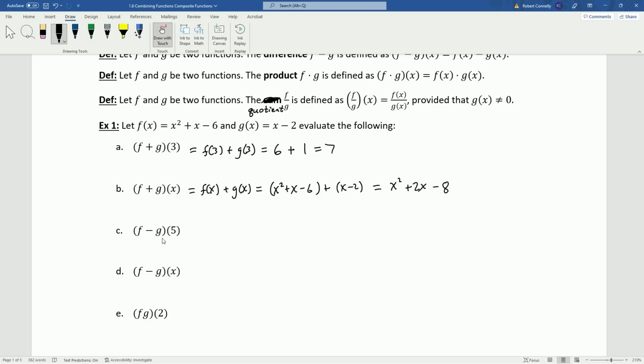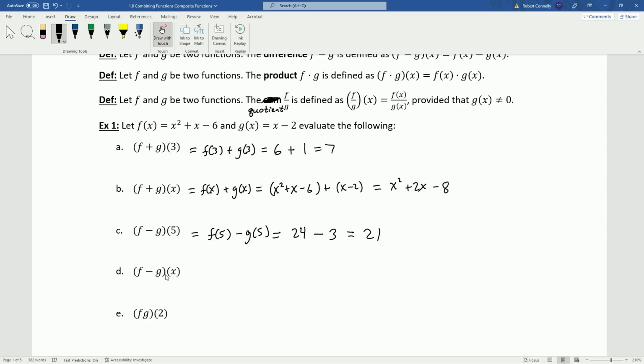Okay, f minus g of 5, that's f of 5 minus g of 5. And what does that give us? That gives us 25 plus 5, that's 30 minus 6, that's 24, minus g of 5, which is 5 minus 2, and that's 3. So this is 21.